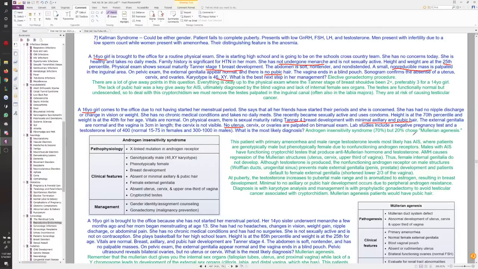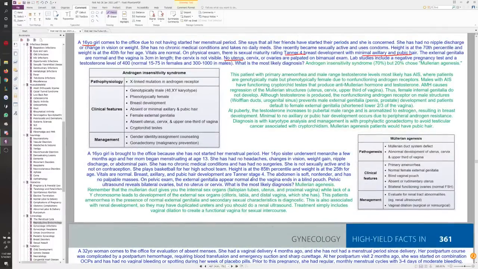Since testosterone has no effect on him, he's looking like a girl. That's the only thing that happened there, right? Very straightforward, very easy question. There's always going to be two ways of differentiating. This is the unorthodox way with the hormone levels, or the real way, which is karyotype analysis, right?